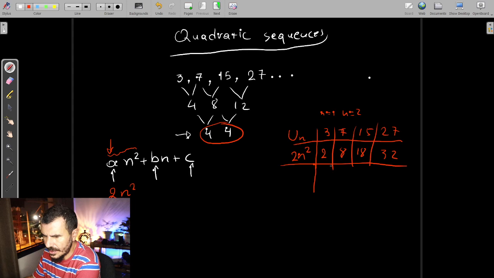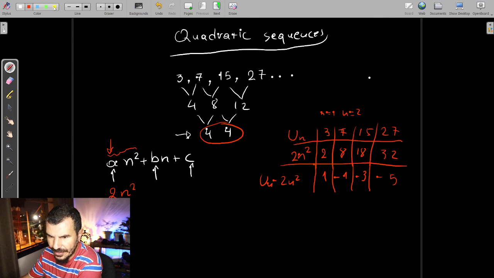And then I do this simple calculation: my quadratic sequence minus the quadratic part from the second difference, 2n squared. 3 minus 2 is 1. 7 minus 8 is minus 1. 15 minus 18 is minus 3. And this is going to be minus 5.